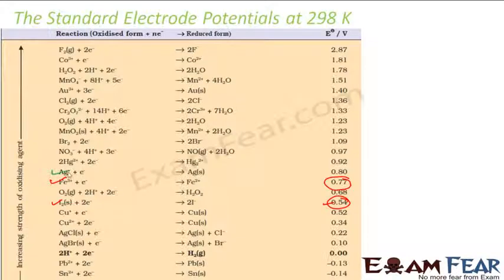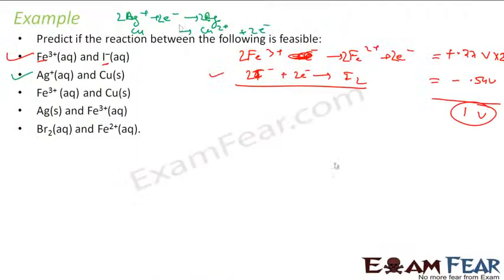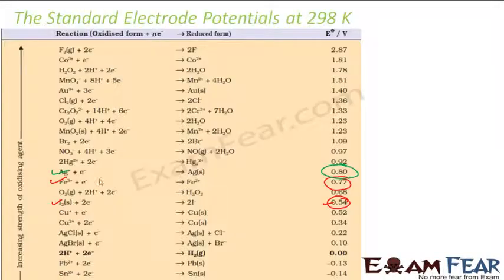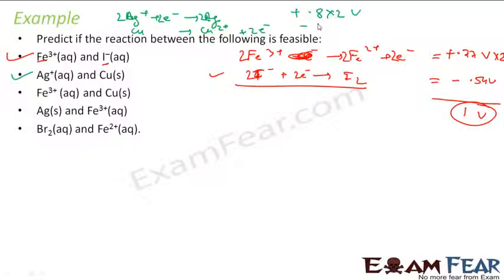Ag+ to Ag is 0.8, so into 2 we have 0.8 into 2 volt, positive. Now Cu2+ to Cu is 0.34, so Cu to Cu2+ will be minus 0.34. You add this, you get 1.6 minus 0.34, a positive number. So that means this is also feasible.